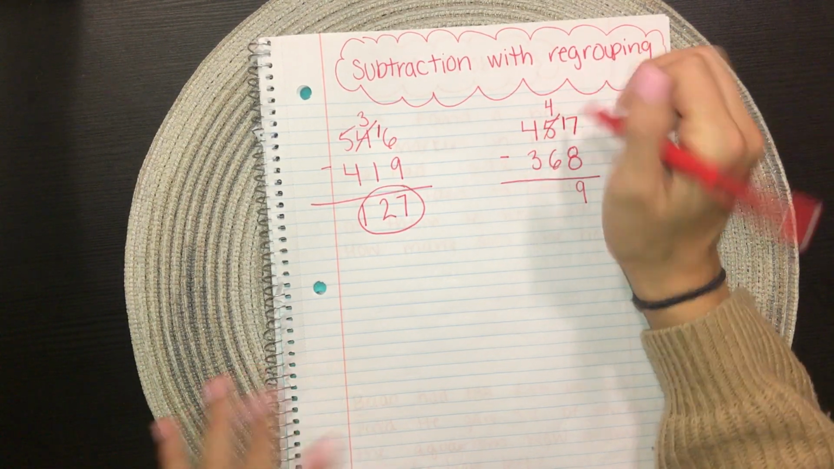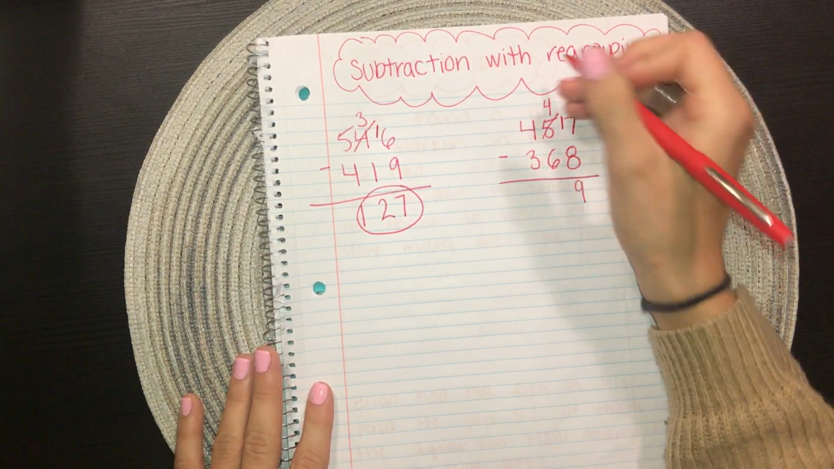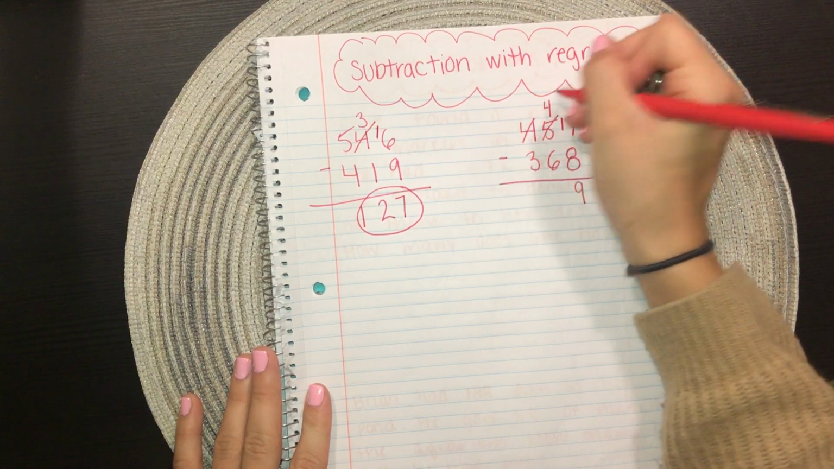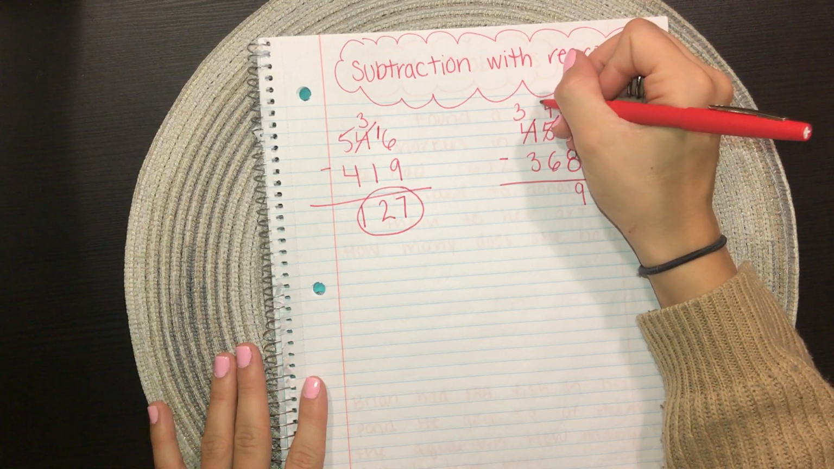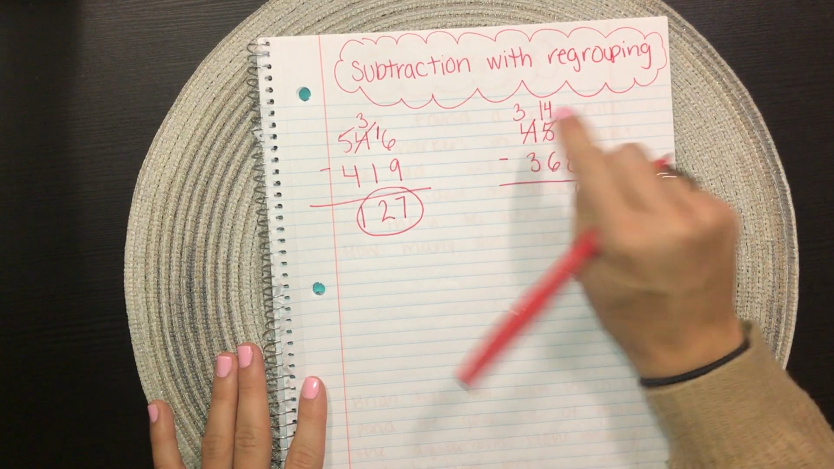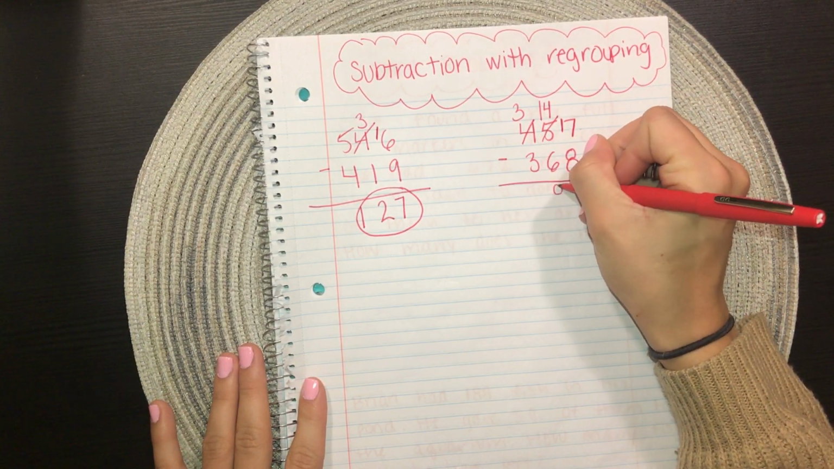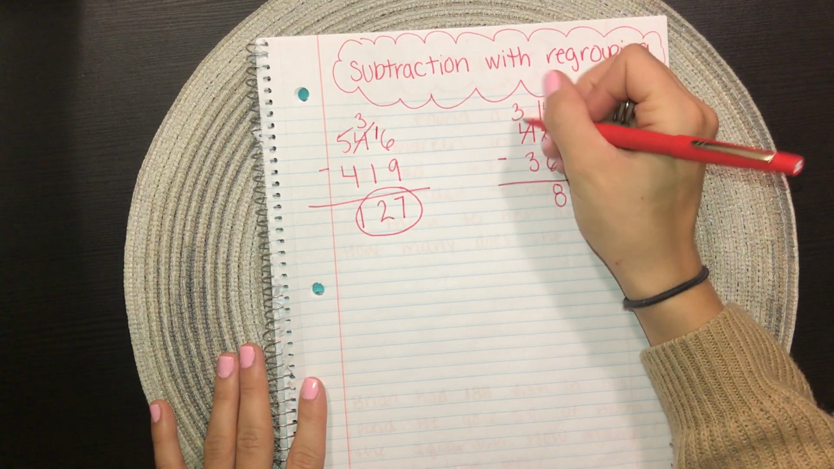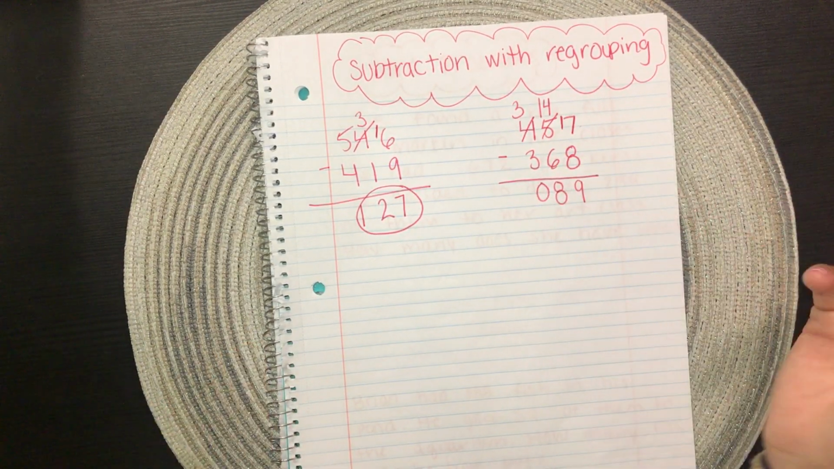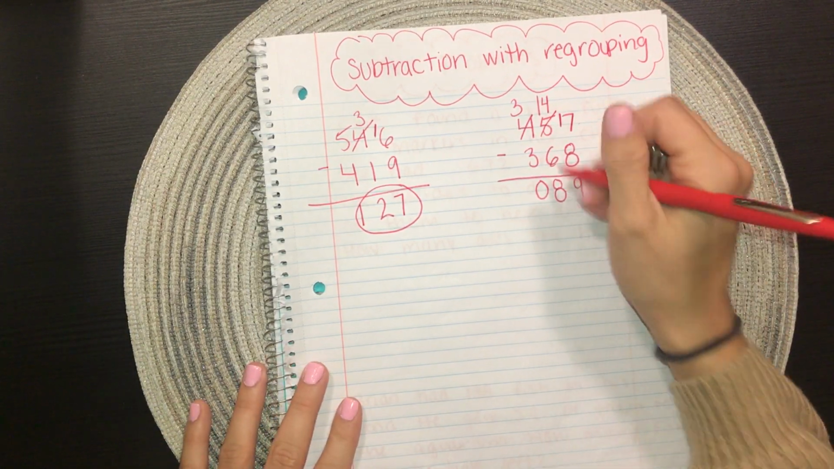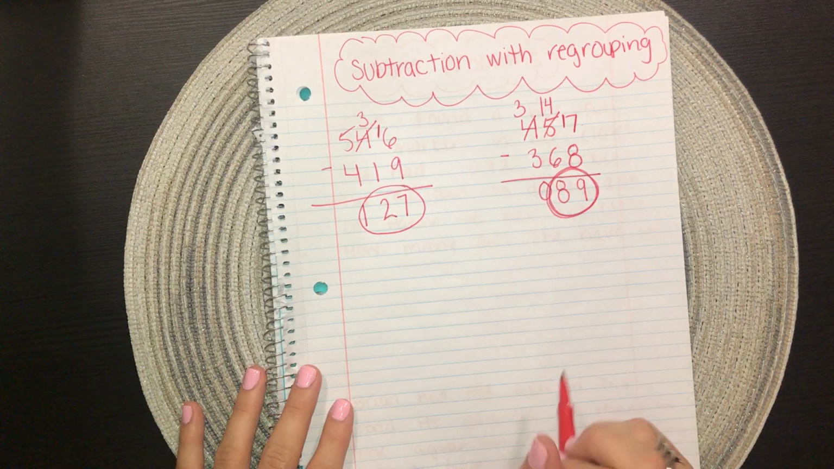4 minus 6, and we can't take that away because if you have 4 objects, you can't take away 6 of them. So we're going to cross out the 4 and borrow 1. So we're going to make the 5 a 4, and carry the 1 into the tens place. So now we have 14 minus 6, which is 8. And then we have 3 minus 3, which is 0. So you can either put the 0 down or you can put nothing down. But really what the answer is, it's 89, because that's a 0 in the hundreds place. So it's just 89.